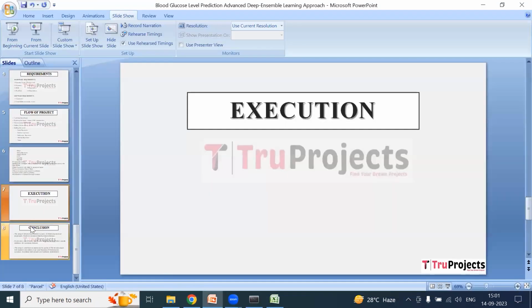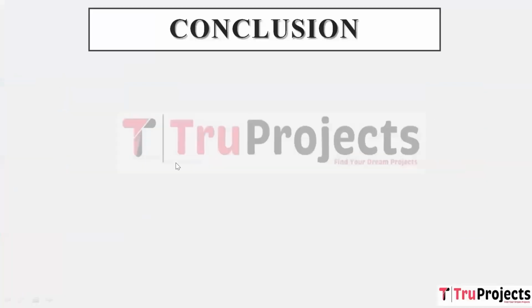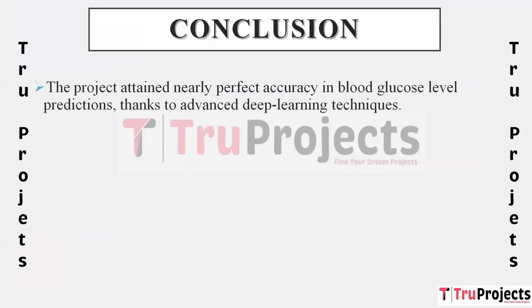The conclusion of the project is this project has achieved an impressively high level of accuracy in predicting blood glucose levels. It employs advanced deep learning techniques that enable it to make predictions very close to the actual values. This accuracy is a significant achievement as it ensures that individuals can rely on the predictions for critical health decisions.